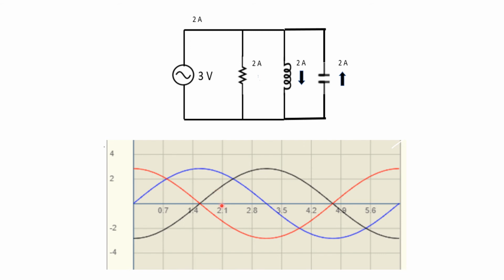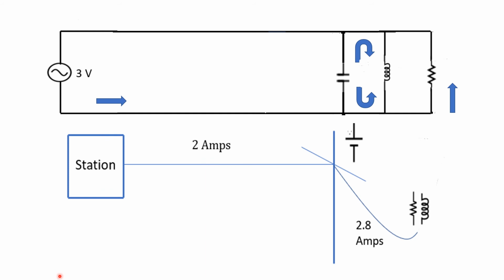So from the source's perspective, this means that those currents cancel each other, with the capacitor feeding the inductor or the inductor feeding the capacitor. And that means the source only needs to supply current to the resistor. Again, let's look at the circuit and feeder diagrams together to get a feeling for what's really happening here.